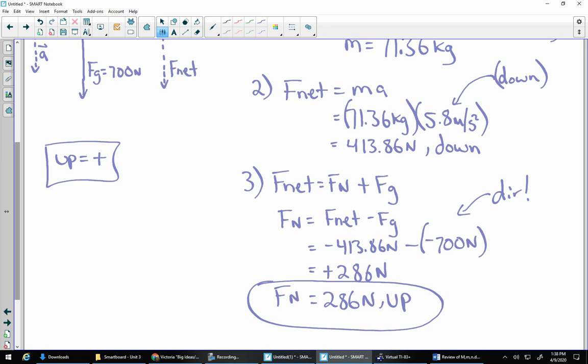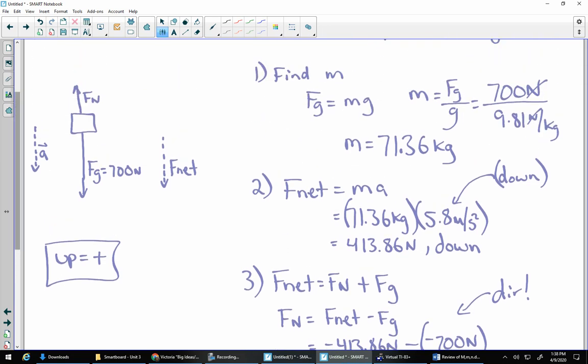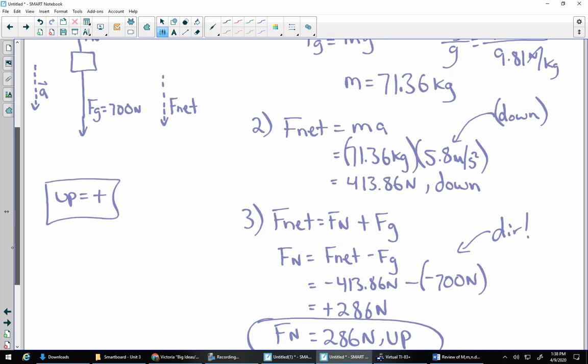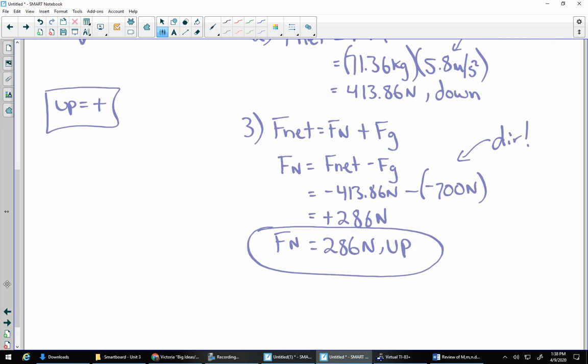Cool. Now let's just check there. Does that match the prediction that we had at the very beginning? So back to our free body diagram, we predicted that Fn was going to be upwards, and we predicted that it was going to be smaller than the force of gravity. So that matches our prediction. Very good. Very nice.